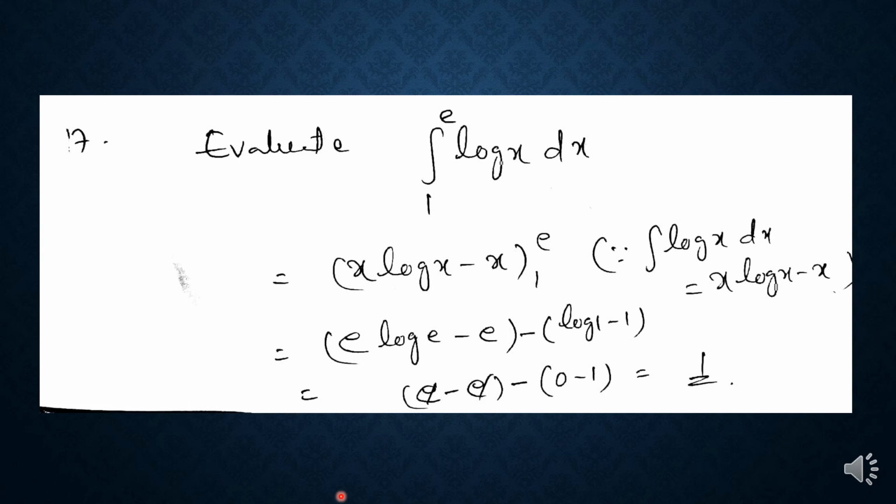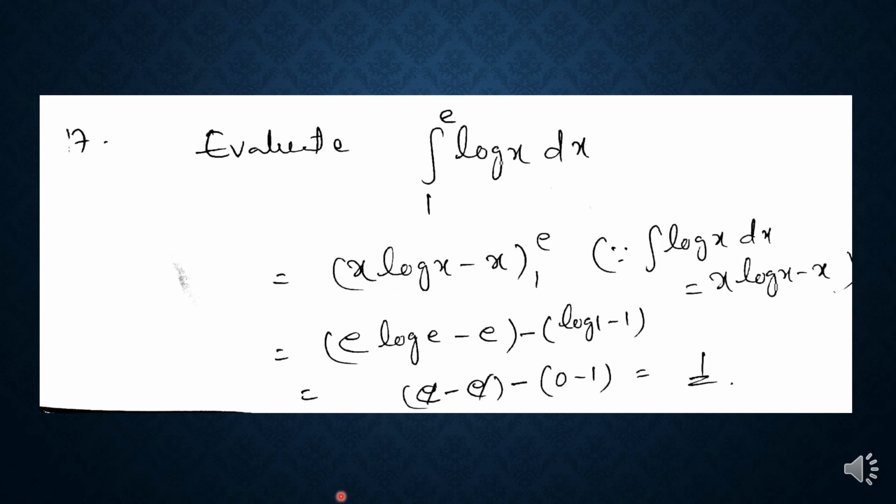So what are the limits here? 1 to e. The upper limit is e and the lower limit is 1. By putting x is equal to e, that becomes e into log e minus e, minus the lower limit. So what is the lower limit here? x is equal to 1. That is 1 log 1 minus 1.